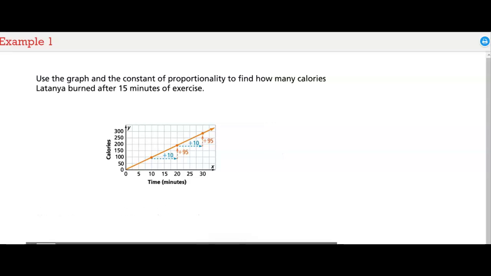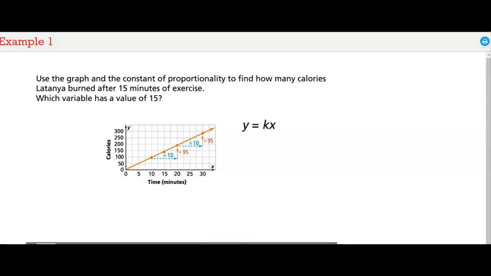Use the graph and the constant of proportionality to find how many calories LaTanya burned after 15 minutes of exercise. The graph shows that the number of calories is close to 150. Now remember that the constant of proportionality is k, which is equal to the ratio y to x. An equation that represents this relationship is y equals k times x.